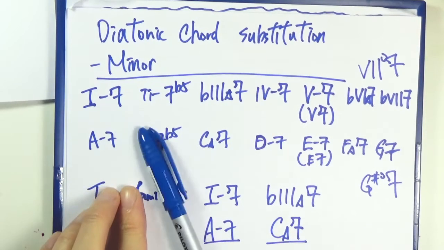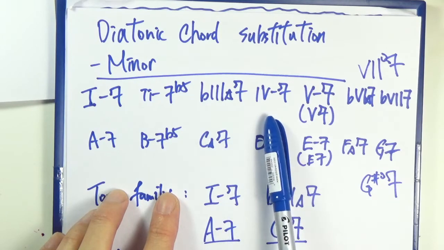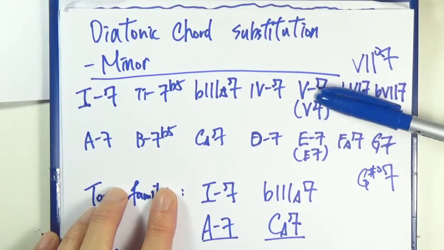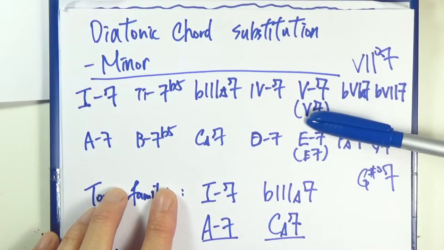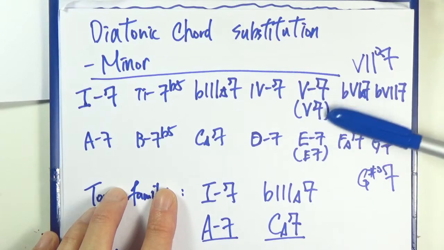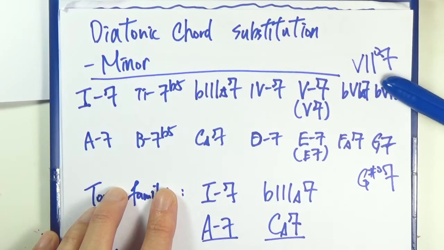So the chords are 1 minor 7, 2 minor 7 flat 5, flat 3 major 7, 4 minor 7, 5 minor 7, or a 5 dominant 7. So either of these is fine, and in jazz or classical music the 5 dominant 7 would be more common. Flat 6 major 7, okay, and then the flat 7 dominant 7, and then a 7 diminished 7, okay.